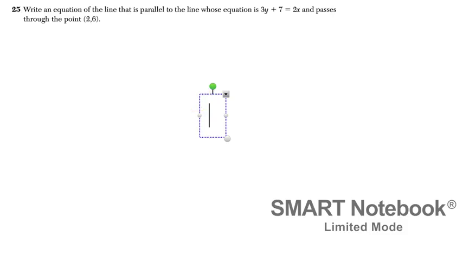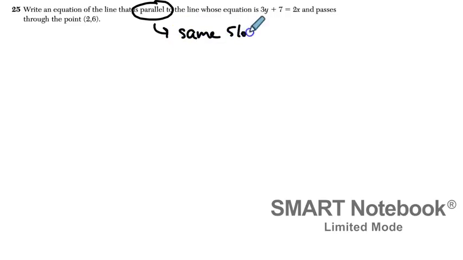equation is 3y plus 7 equals 2x and passes through the point 2, 6. So the first thing I need to know is that parallel lines always have the same slope. So I'm going to make sure that my answer has the same slope as this equation right here. In order to know the slope of this equation, it's probably going to be easier if I put it into slope-intercept form, aka y equals mx plus b, because m will tell me what my slope is. That coefficient of the x term is going to be my slope.